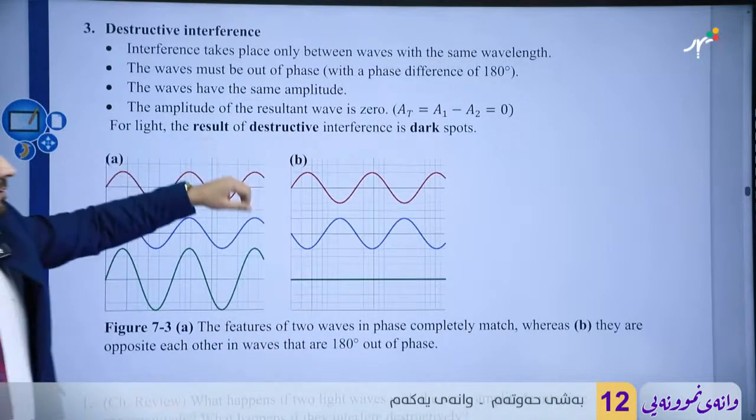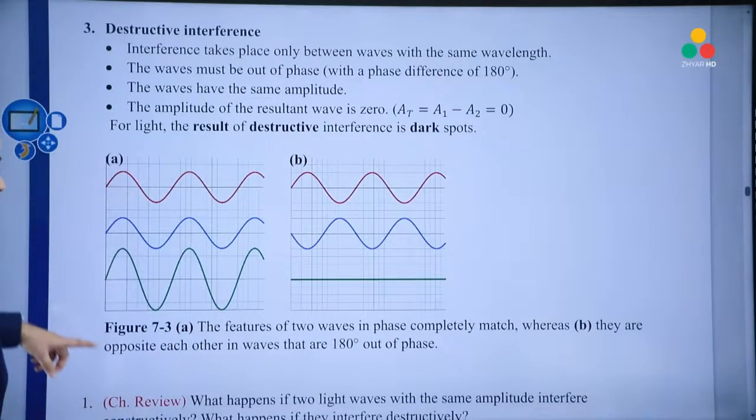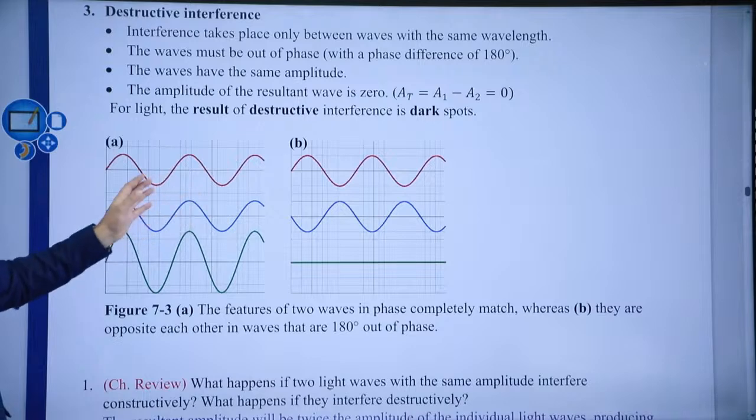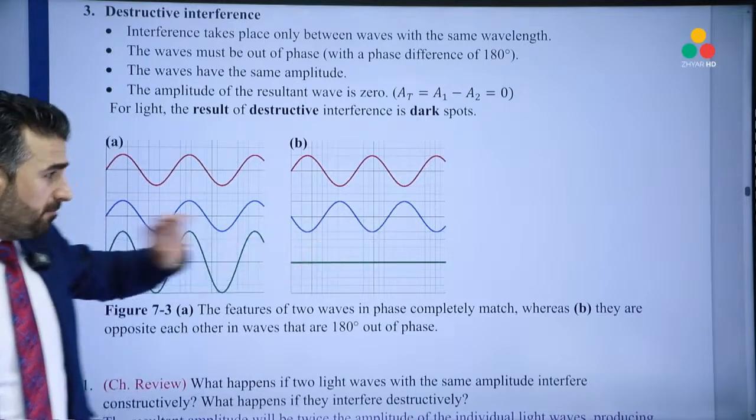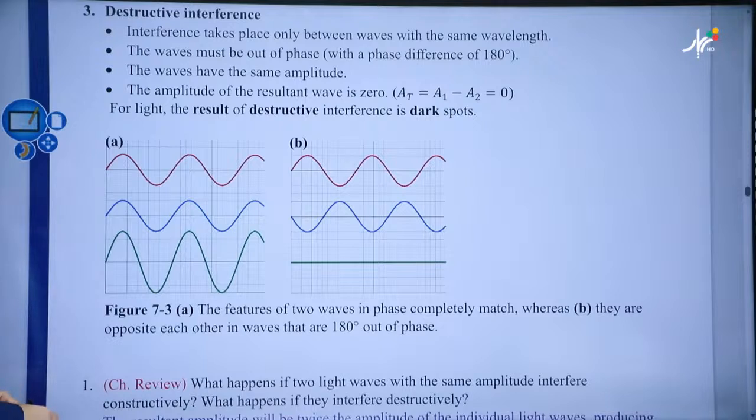For light, the result of a destructive interference is a dark spot on a screen. So take a look at this too. We have constructive and destructive. There's no partial destructive interference. I just want to focus here.